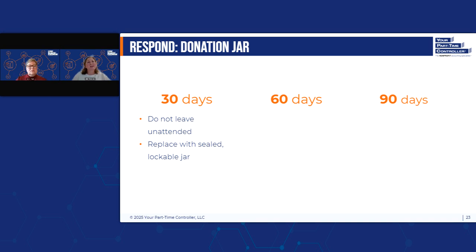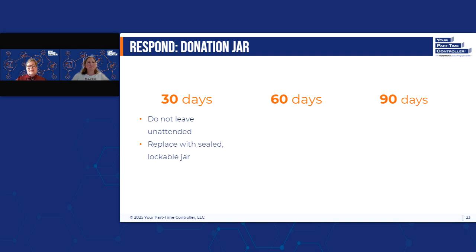So I think we can quickly tackle this risk in the first 30 days. Simply don't leave the donation jar unattended. Pretty simple, right? I'd also suggest replacing that type of jar with something more secure, like a sealed, lockable box or container, something that you can't reach your little fingers in to access the money. And that, to me, is probably a quick online purchase.